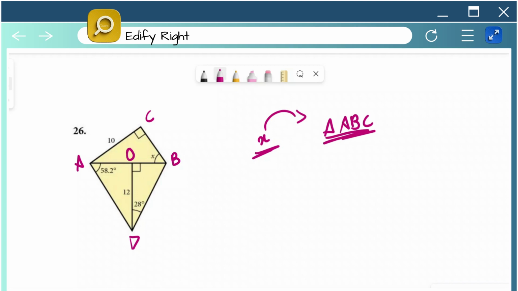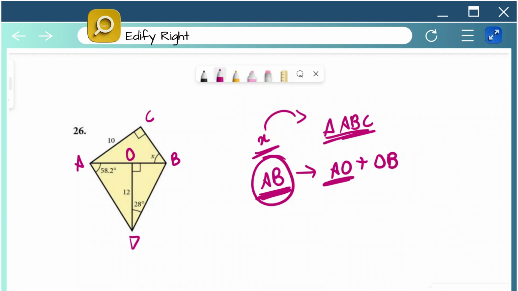In this triangle ABC, we already have one side whose measure is 10 units, but we do not have any other side apart from that. And to figure out x, we need at least one more side. So I'm going to figure out what AB is so that I can use a trigonometric ratio to find out x. Now, if you observe, AB is AO plus OB. It is the length of AO added to the length of OB.